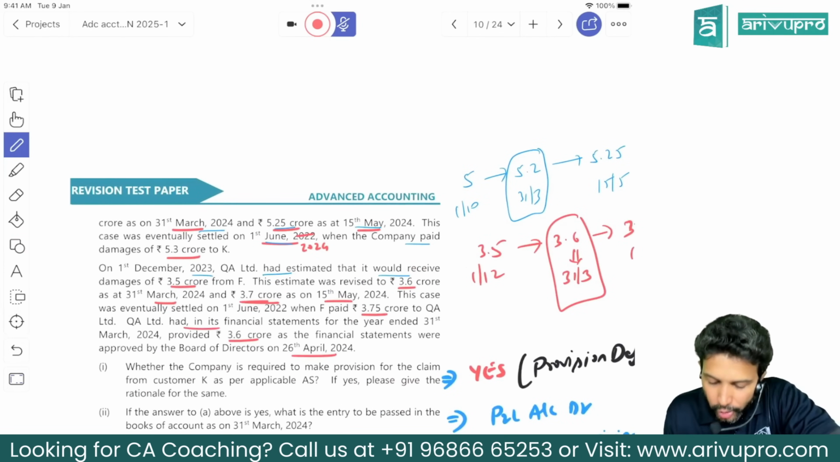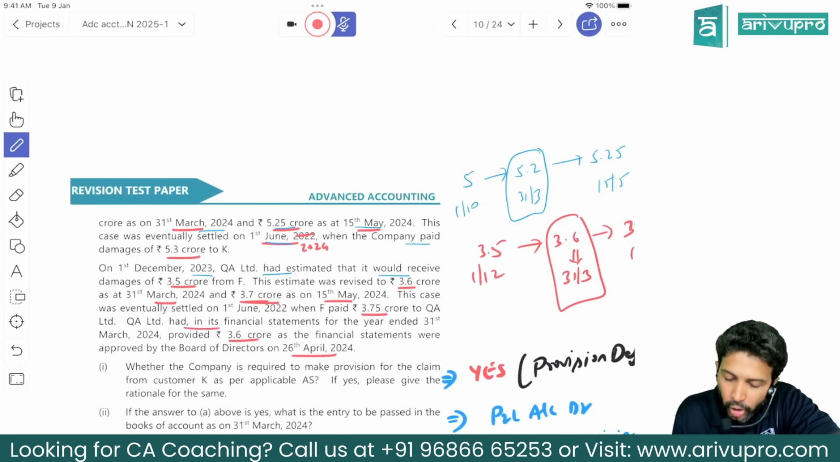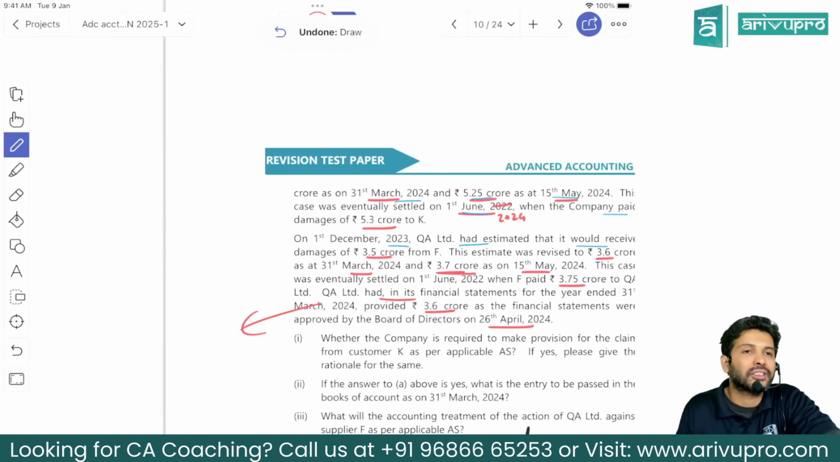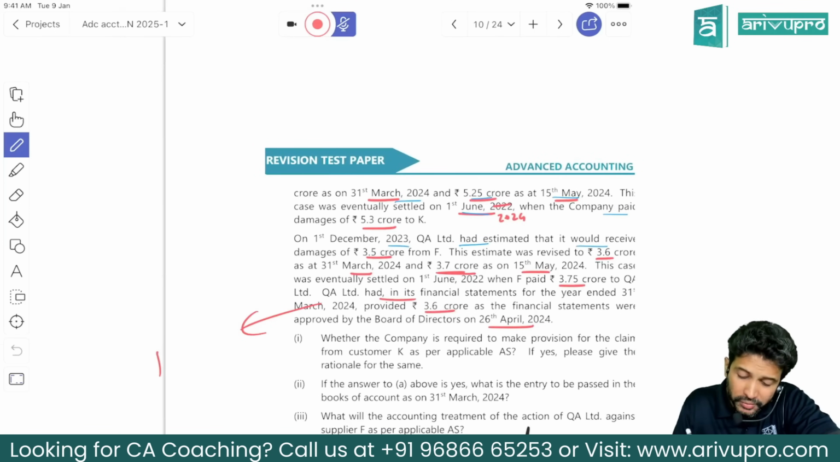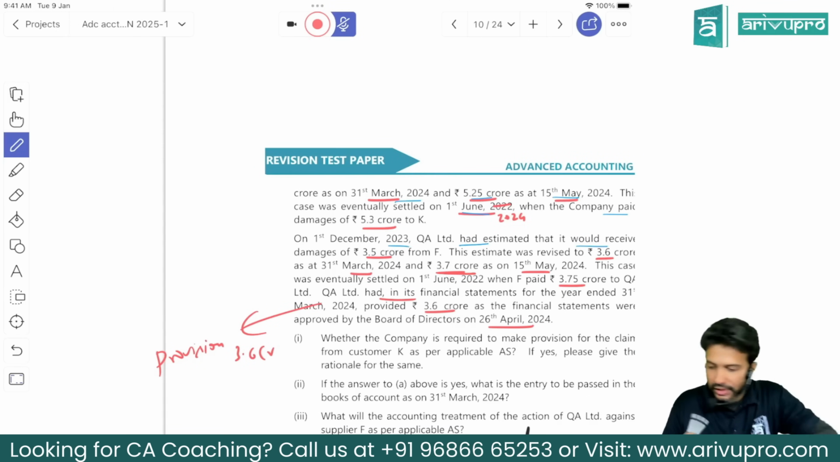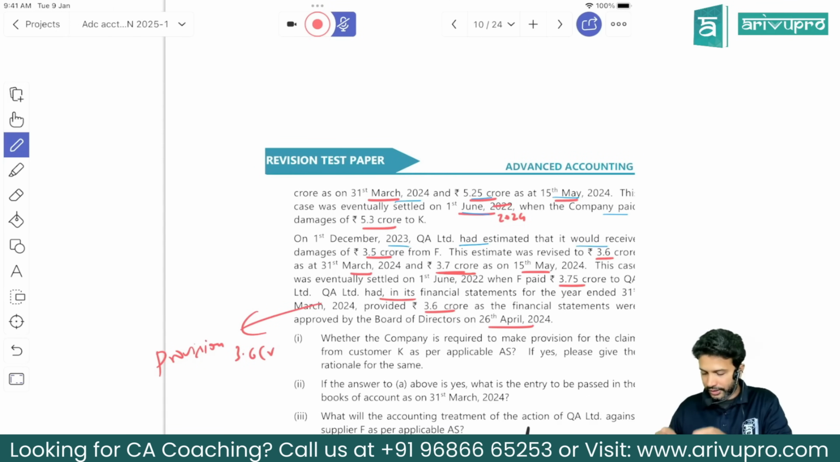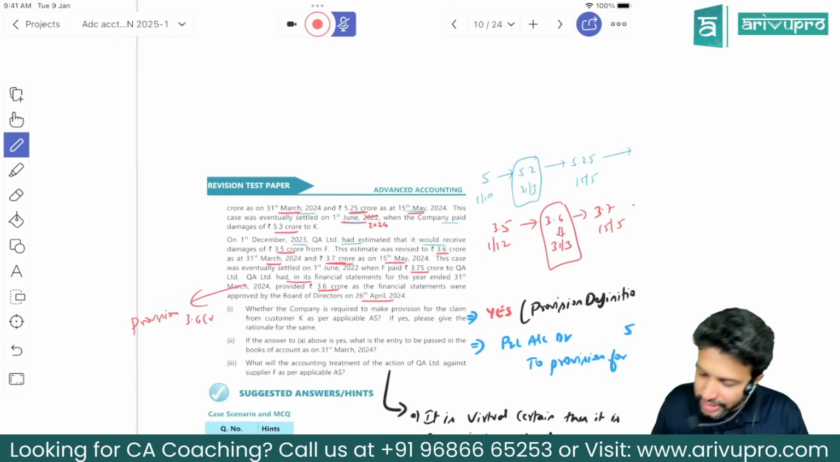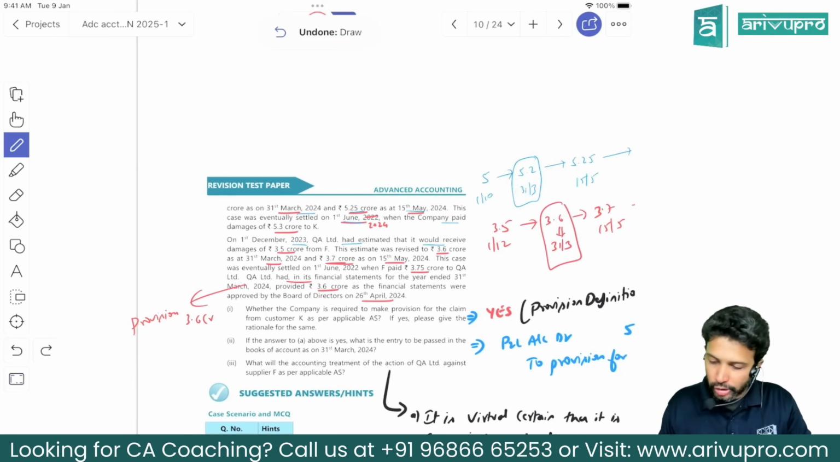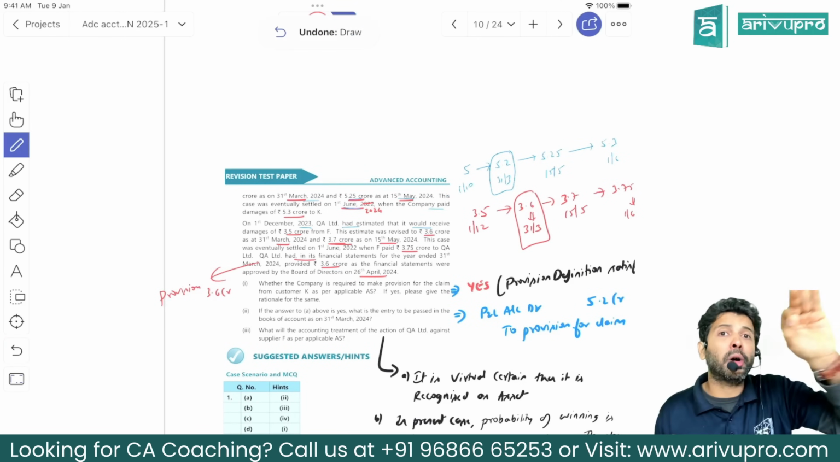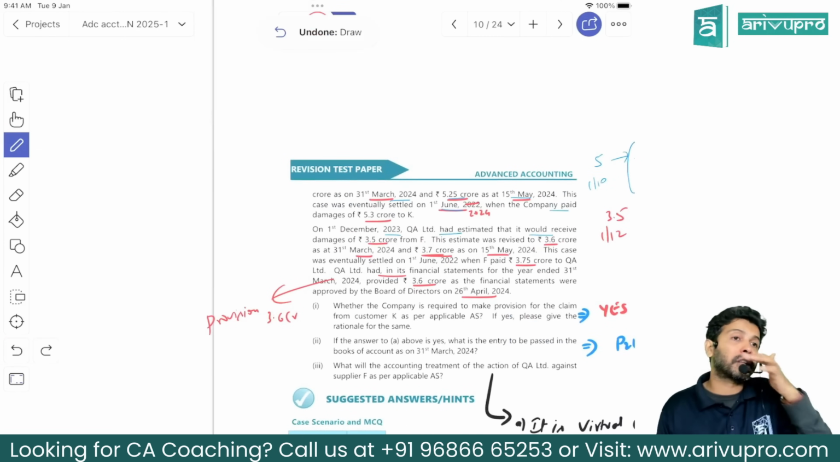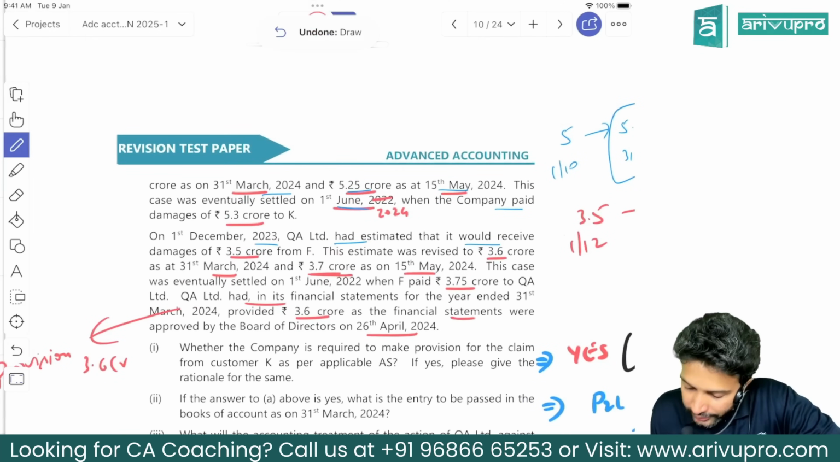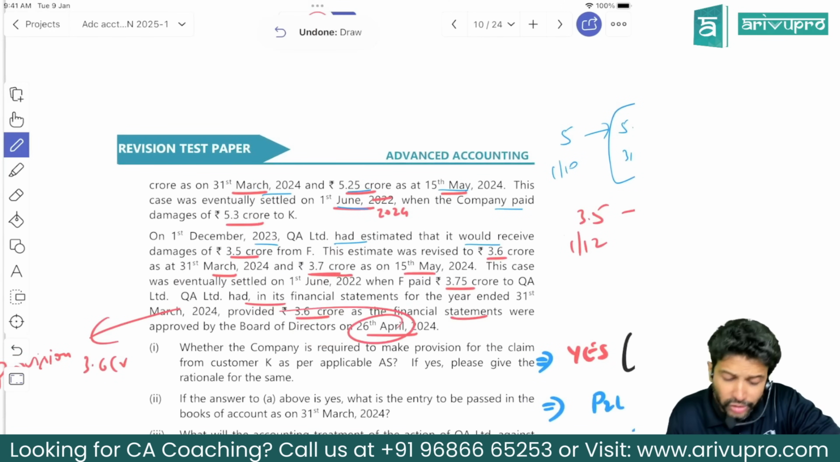Q Limited had in its financial statement already provided. When we use the word provided, it means provision. How much provision have we already made? 3.6 crores. But hang on, how much do we have to pay? Should we pay 3.6 crores or 5.2? 5.2. So the number we had to make was 5.2, but the company has made provision only for 3.6, in financial statements approved by the board of directors on 26th April.